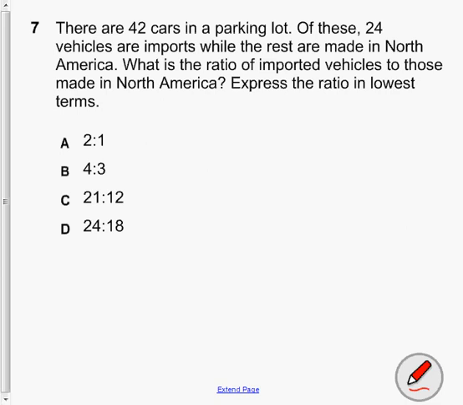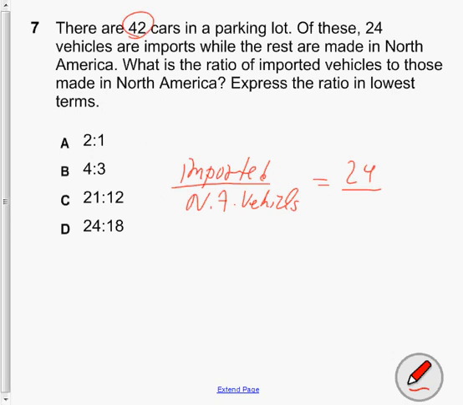Question seven, there are 42 cars in a parking lot. Of these, 24 vehicles are imports while the rest are made in North America. What is the ratio of imported vehicles to North American vehicles? So 24 are imported. You have to do a quick mental math. Since there's 42 cars in total, that must mean that 18 of them were North American vehicles, because 18 plus 24 is the 42 cars.